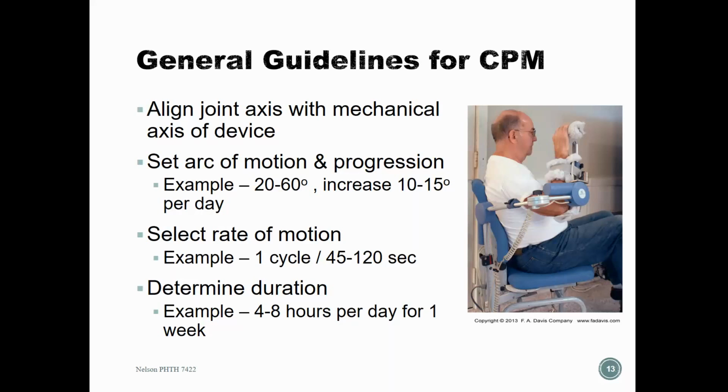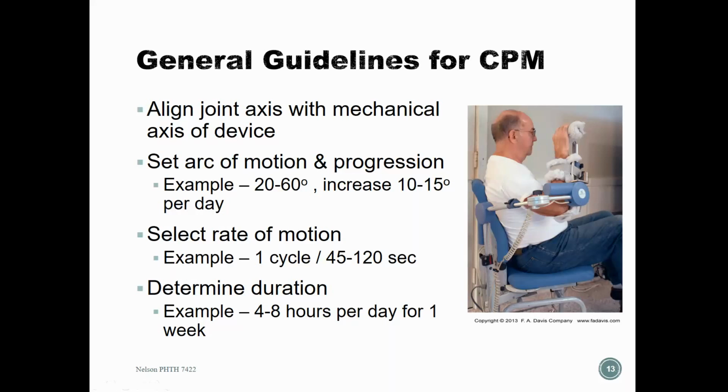So what are some general guidelines? This is a shoulder CPM. You can see how the harness is hooked here. Looks like they're working on range of motion. With this, you can adjust which plane of motion you're doing. So it may push them up into elevation. It may just stick here and do external and internal rotation. You can swing the arm out also and do external and internal rotation in more of an abducted position than in a flexed position.